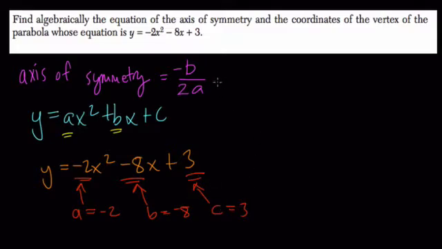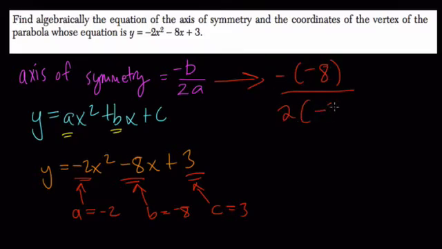Okay, so that means that our axis of symmetry is negative b, negative 8, over 2 times negative 2. And what's that? Well, negative 8 is 8, over 2 times negative 2 is negative 4. Finally, our axis equals negative 2. And I'll write x equals negative 2.